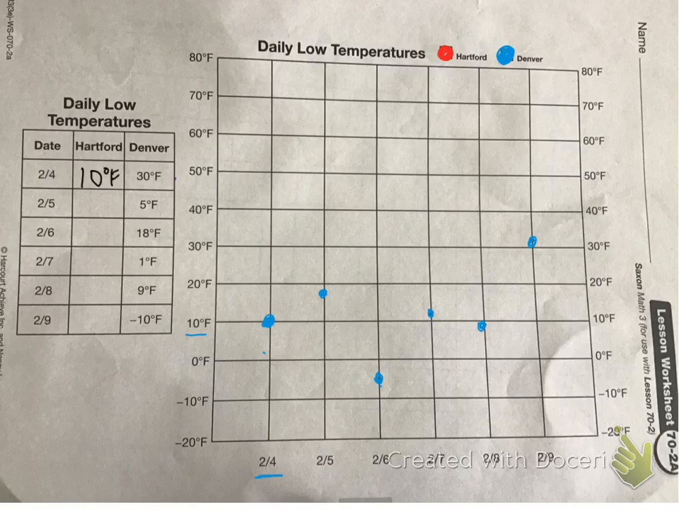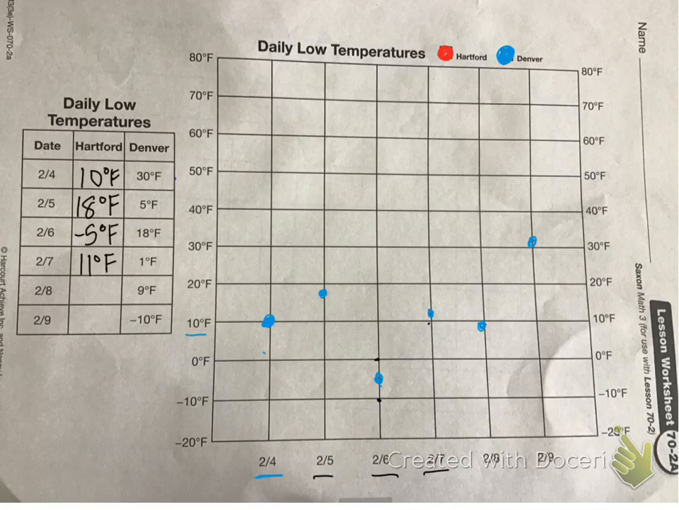On the 5th, our dot is up here. It's pretty close to 20, but it's not quite there. So it's probably either 18 or possibly 19 degrees. Let's put it as 18 degrees Fahrenheit. On the 6th, our dot is right in between 0 and negative 10. The number that's between 0 and negative 10 is negative 5 degrees Fahrenheit. On the 7th, we can see that the dot is right above the line for 10. So that's probably 11, maybe 12 degrees Fahrenheit. Let's say it's 11 degrees Fahrenheit. Either 11 or 12 would be correct.